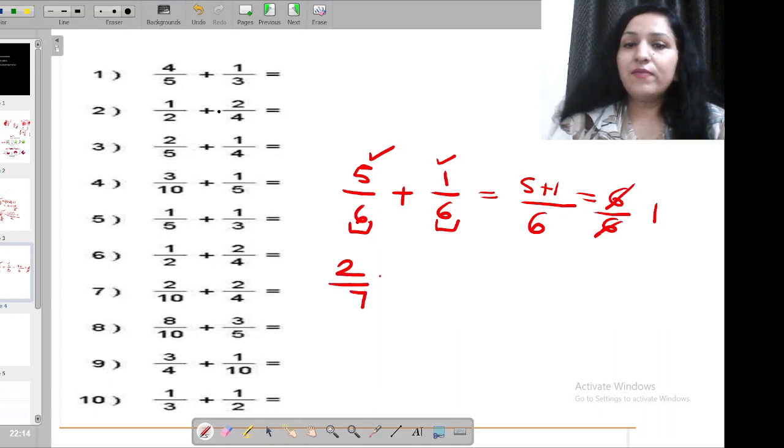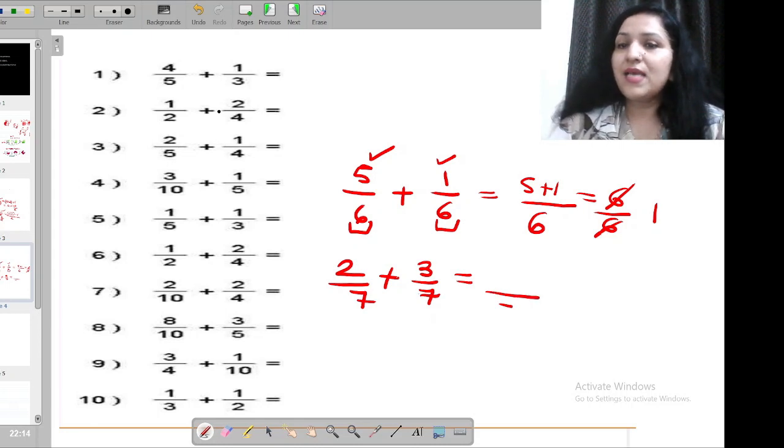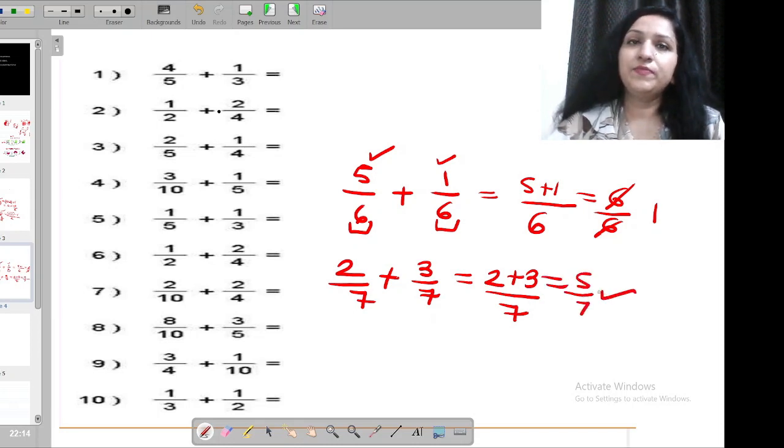One more we are doing: 2 upon 7 plus 3 upon 7. What will be the answer? These two are like fractions because 7 and 7, they both are the same. Take 7 common and 2 plus 3. 2 plus 3 is 5, and 5 by 7 is your answer. You just need to add the numerators. If you can reduce 5 by 7 further, please reduce it to the simplest form.